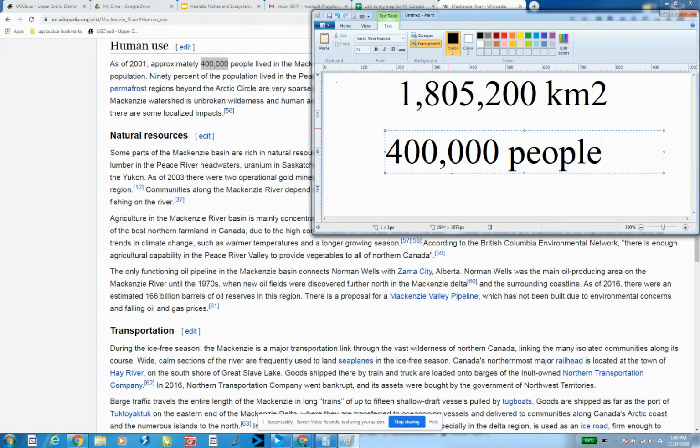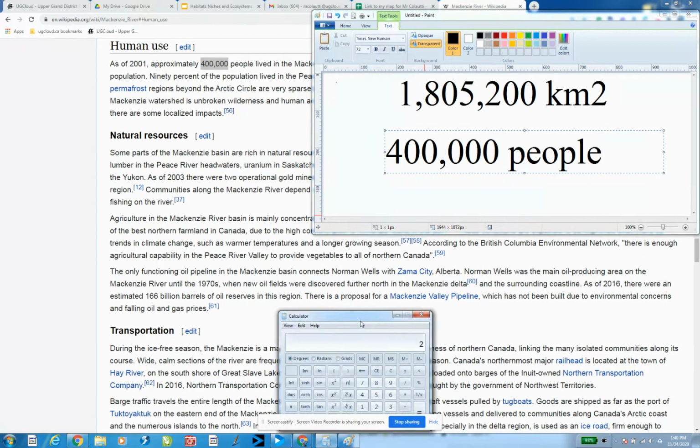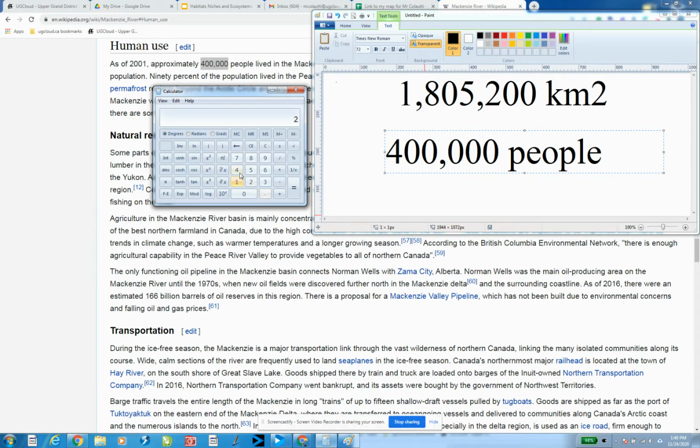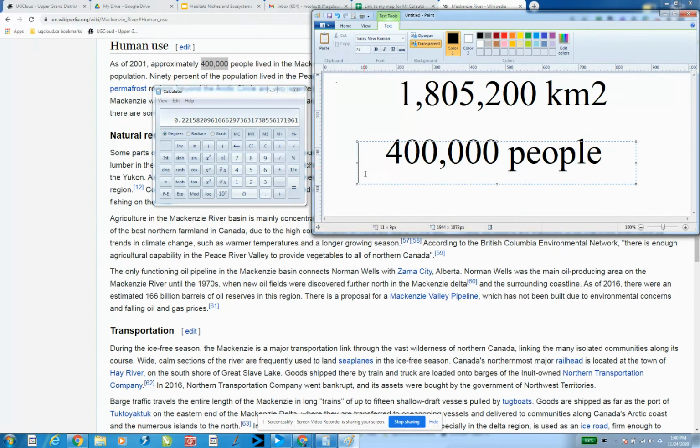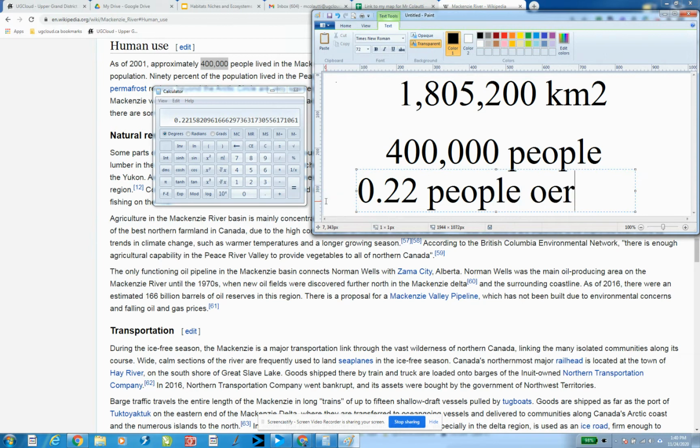So how do we calculate that as population density? Click on your calculator, bring it up here, and I'm going to type in 400,000. I've got to clear off my calculator. 400,000 people live on 1,805,200 square kilometers. And I get a population density of 0.22. What does that mean? Well, let's see if we can understand this. 0.22 people per square kilometer. What does that look like?